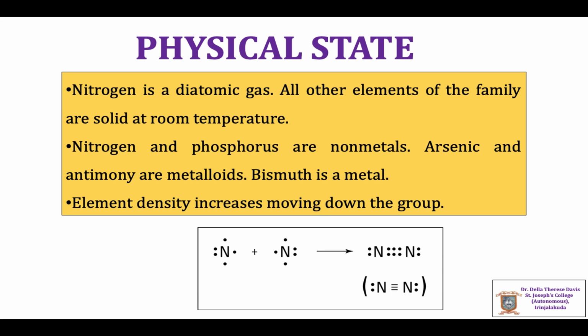Comparing the physical state of group 15 elements, nitrogen is a diatomic gas, and all other elements of the family are solids at room temperature. Nitrogen and phosphorus are nonmetals, arsenic and antimony are metalloids, and bismuth is a metal. As we move down the group, the density of the element increases.